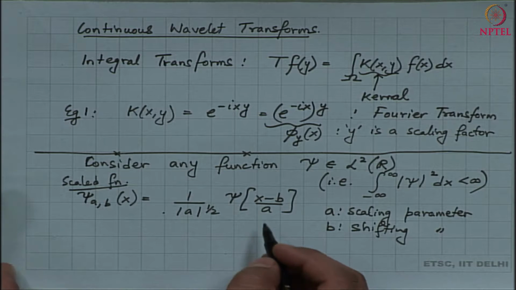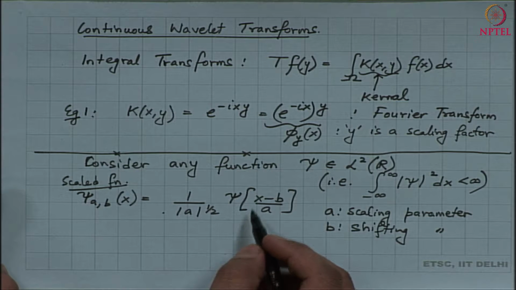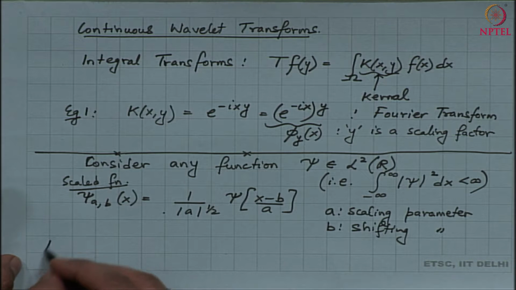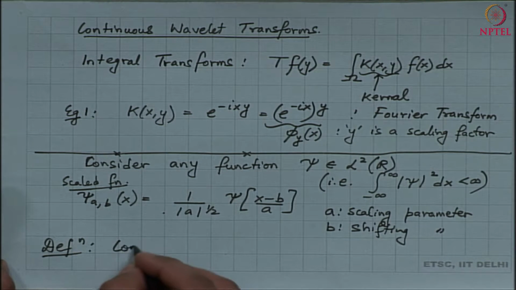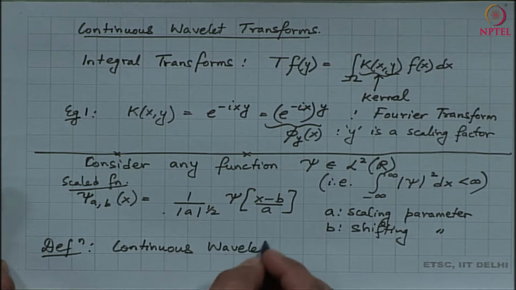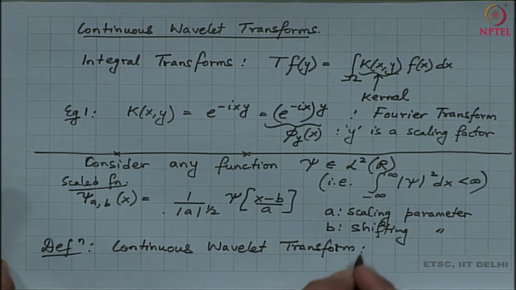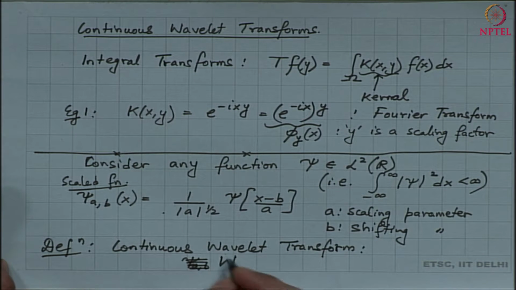Okay. Then under suitable conditions, which I am going to describe slightly later, I can always define my wavelet transform as follows. Let me introduce the definition of the wavelet transform. By continuous wavelet transform, psi of a b has already been defined, but the wavelet transform I denote by this capital W.